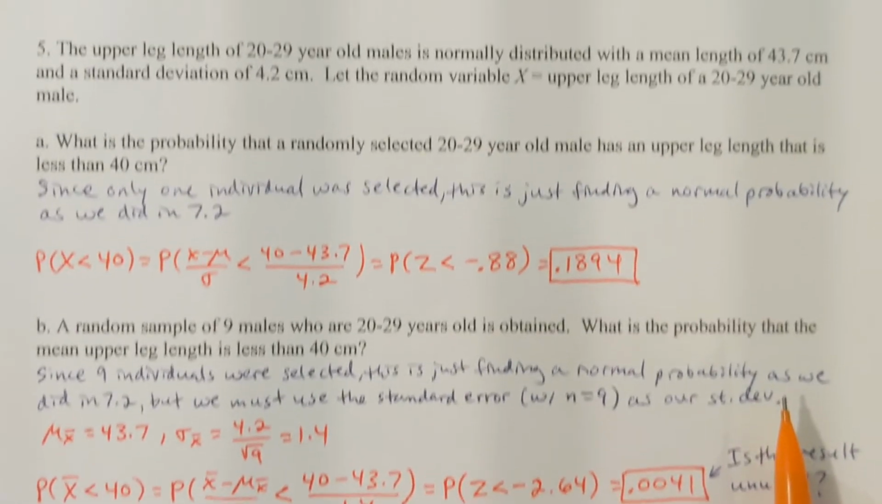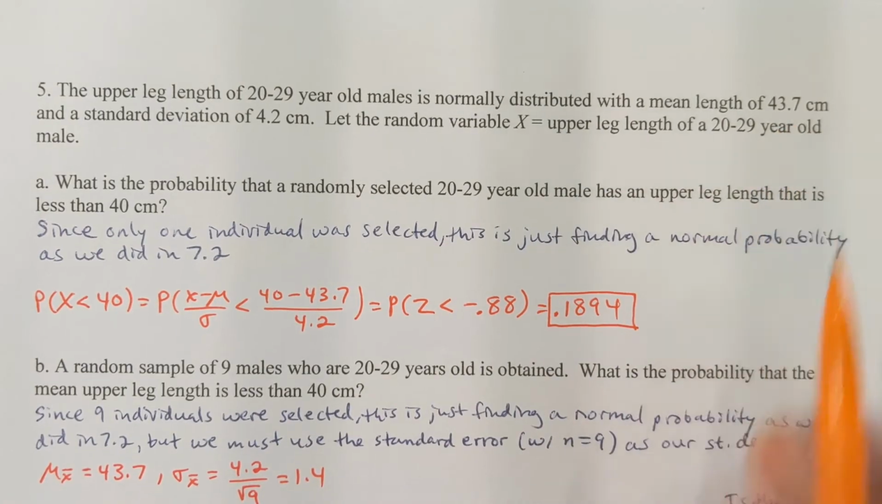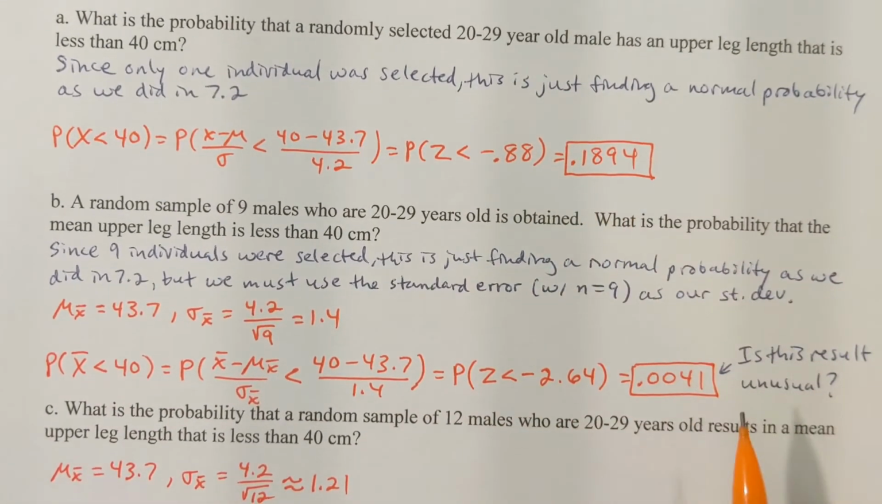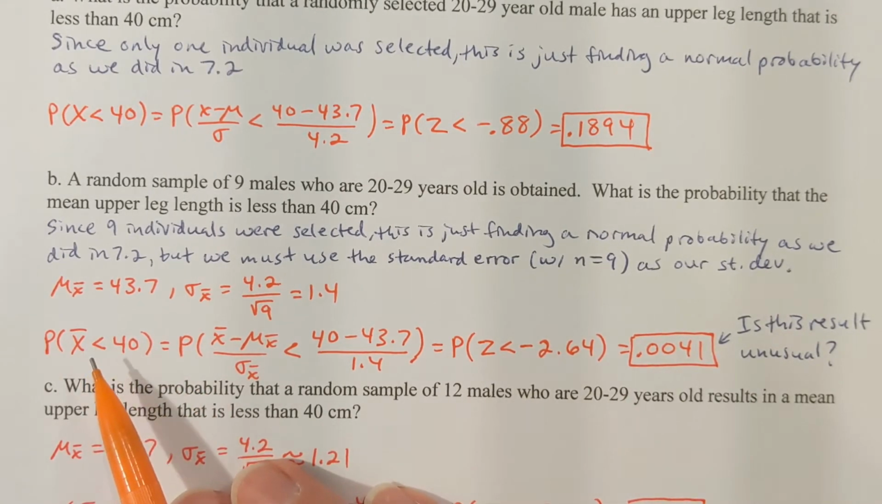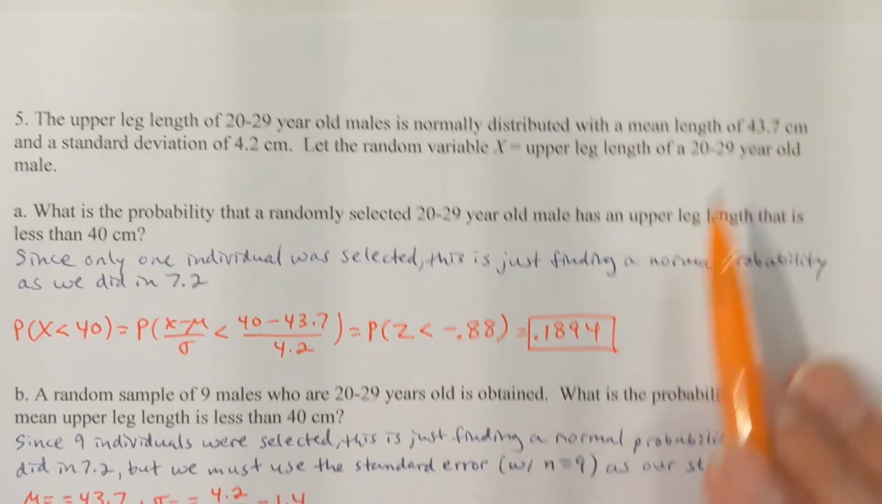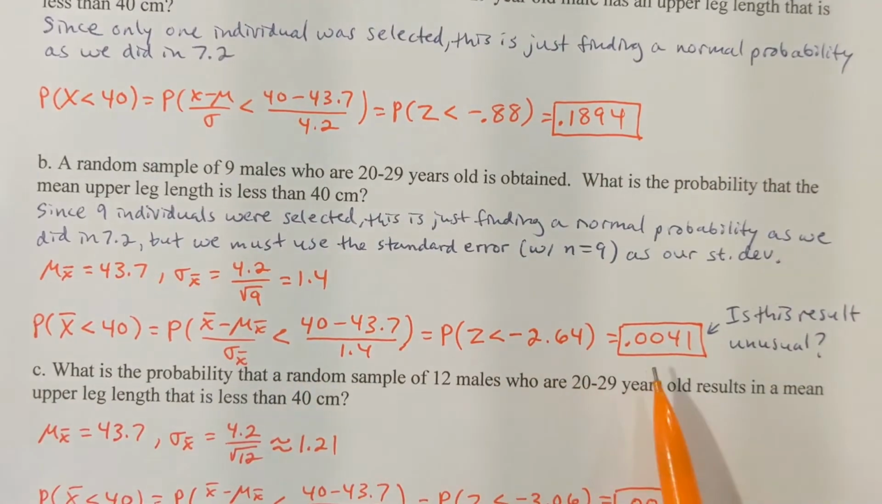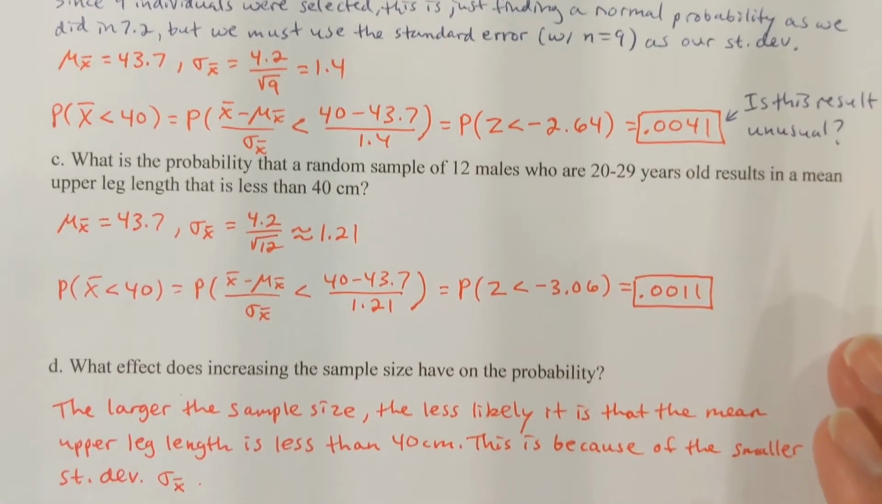Now, just an observation here, the population mean is 43.7, right? So if we're randomly selecting numbers, like asking for the mean to be less than 40 when most of the data is going to be around 43.7, that's probably going to be a hard thing to do. Okay, so yes, that would be very unusual.